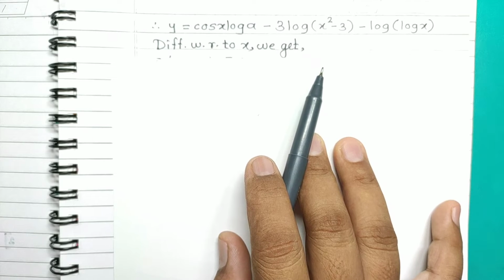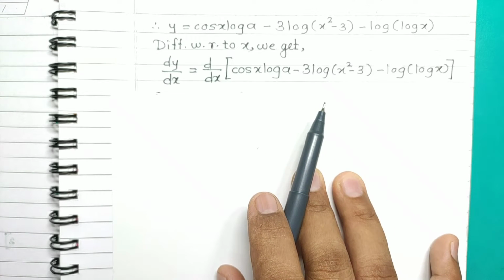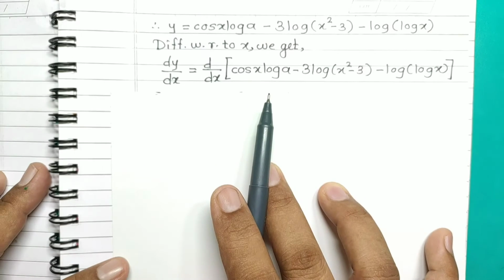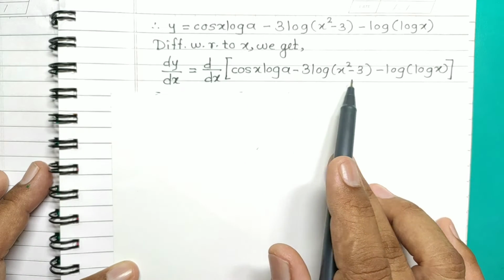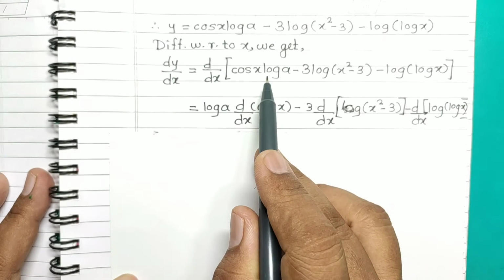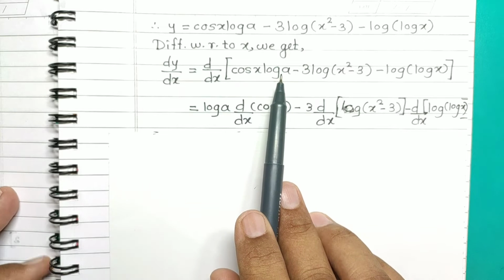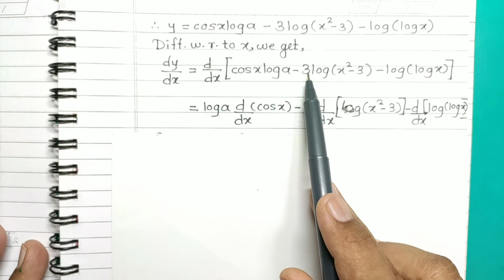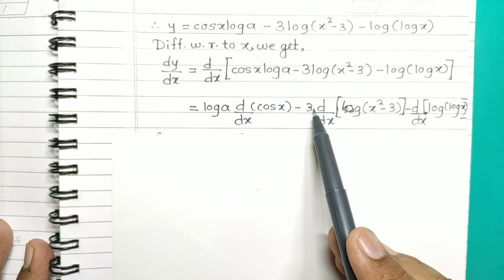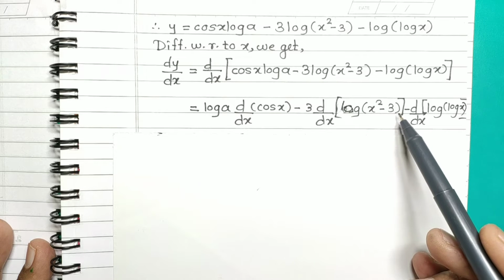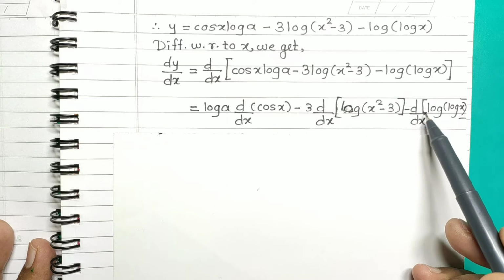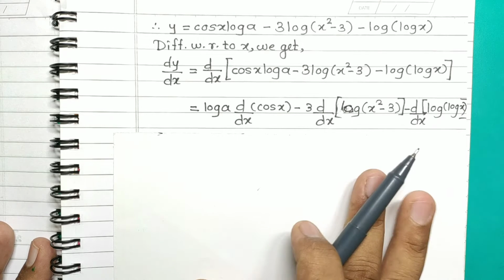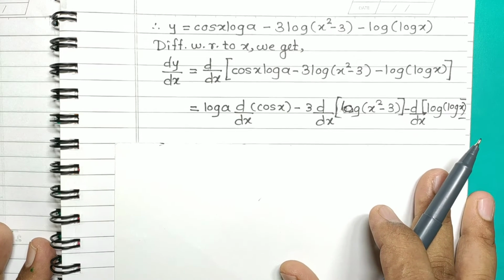Differentiating with respect to x, we get dy by dx is equal to derivative of all these three terms, cos x into log a minus 3 into log of x square minus 3 minus log of log x. Now see here log a is constant, so multiply log a to the derivative of cos x, minus again 3 is constant, so this derivative is 3 into derivative of log of x square minus 3, and minus derivative of log log x. Then let's write these derivatives to the next step.